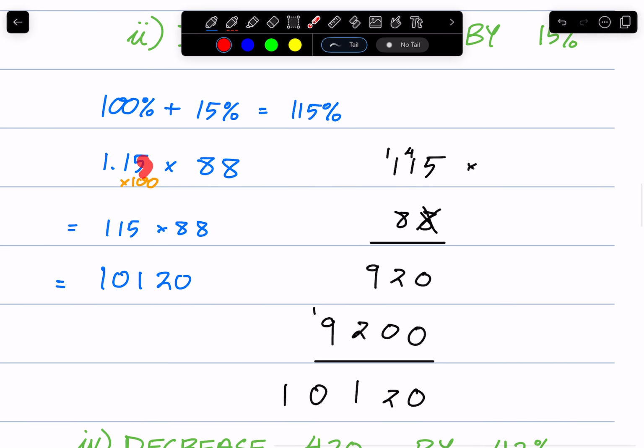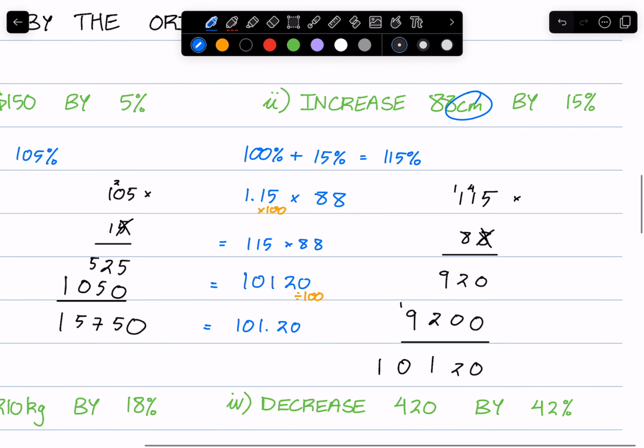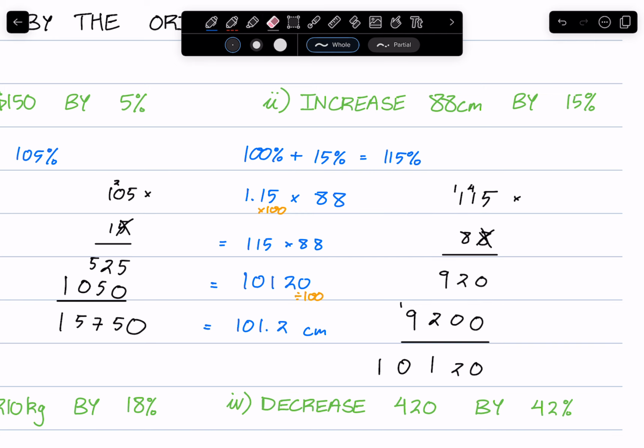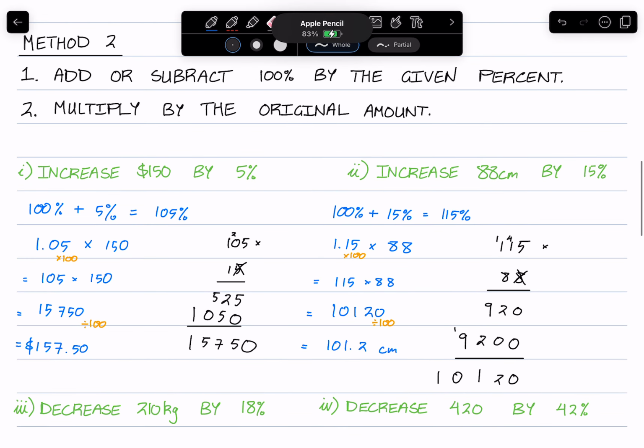Once again, because we've multiplied by that 100, we're going to divide by that 100 to move the decimal place back and to reverse this times 100. This gives us 101.20. And since this is in centimeters, the increased amount is 101.2 centimeters. All right, so I hope that gave you an insight into this alternative method.